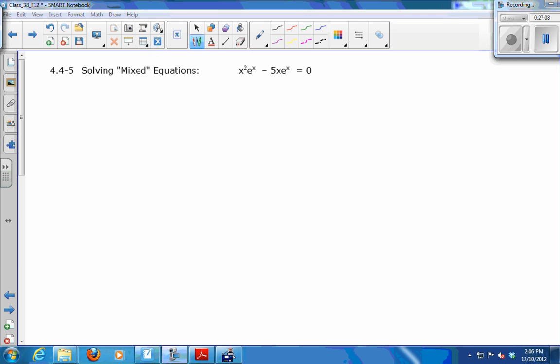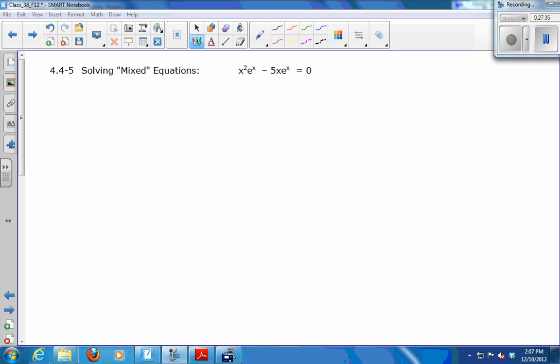So moving on to a mixed kind of equation. This is called a mixed type because in all the equations that we've solved so far this class, the variable has appeared only in the exponent. Now I have variables in exponents as quadratic terms and as linear terms. I have variables all over the place.